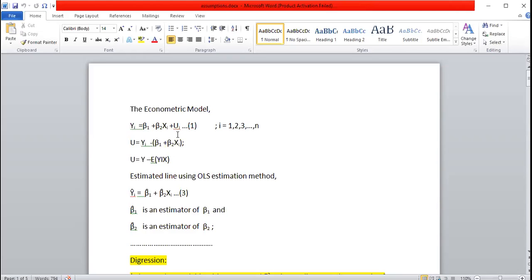If you want to draw, let's say here, I'll erase that. If you have y on the vertical axis and x on the horizontal axis, what type of line will you get if beta 2 equals 0? You don't have any clue? Vertical line, right? Sorry, horizontal. Horizontal line.